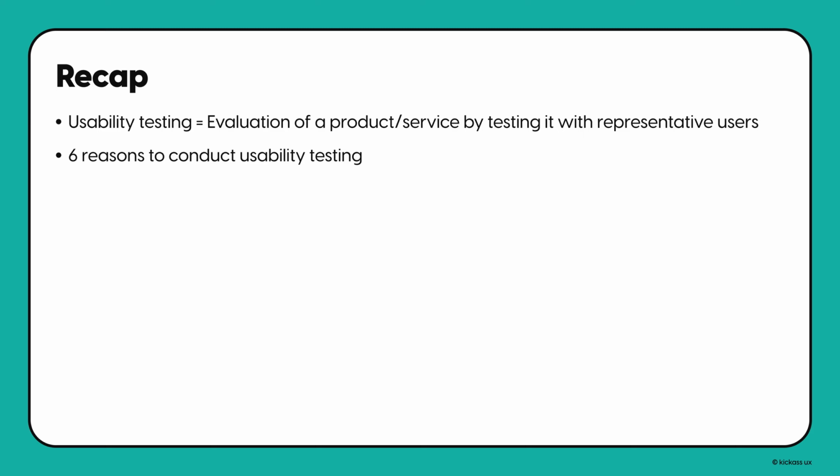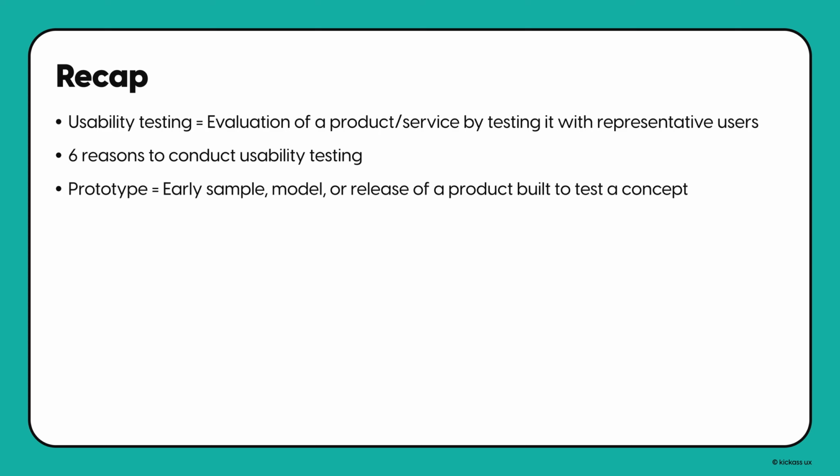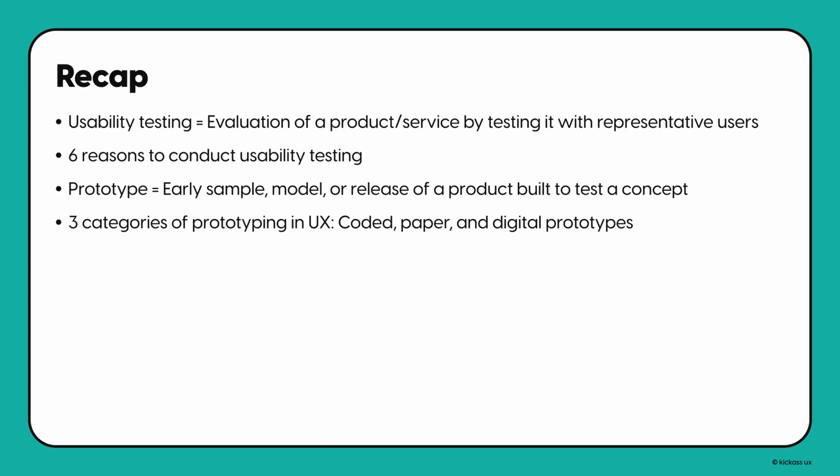Best of all, your participants are co-creators of the design, literally telling you exactly what they need. Then we covered prototypes. A prototype is an early sample, model, or release of a product built to test a concept. There are 3 basic categories of prototyping in UX. First, HTML/coded prototypes, but don't worry about these. Second, paper prototypes.